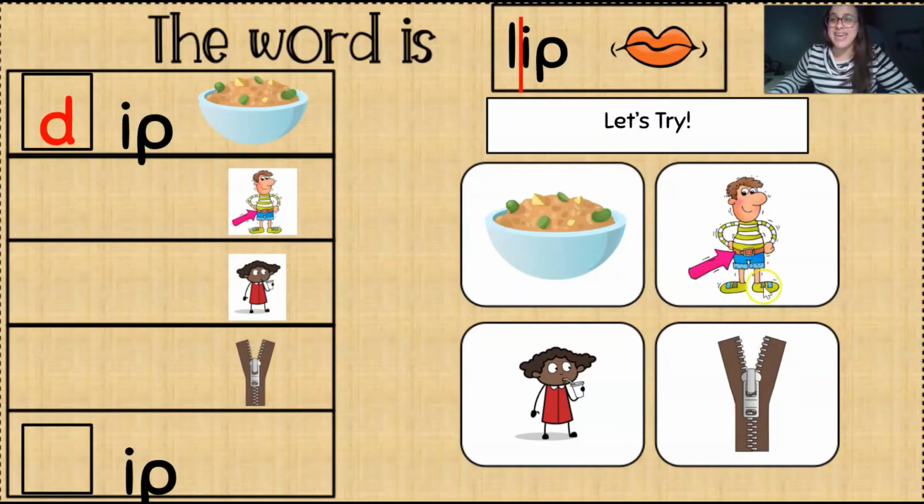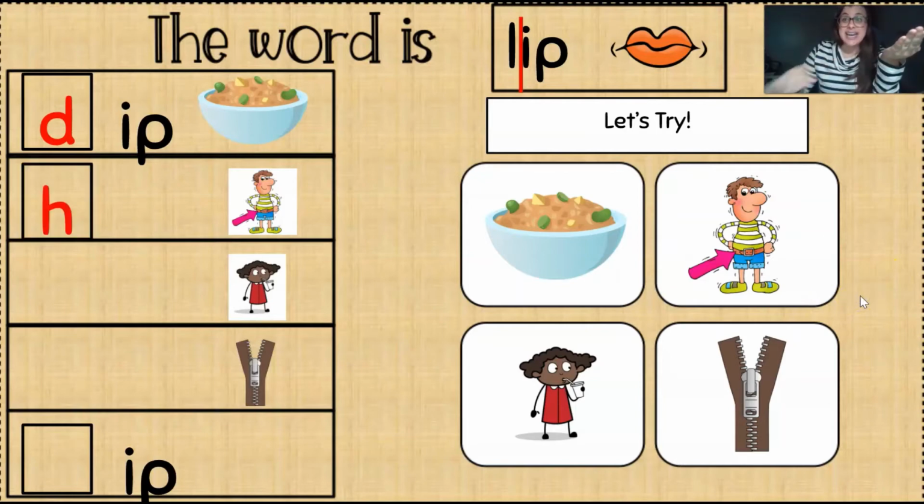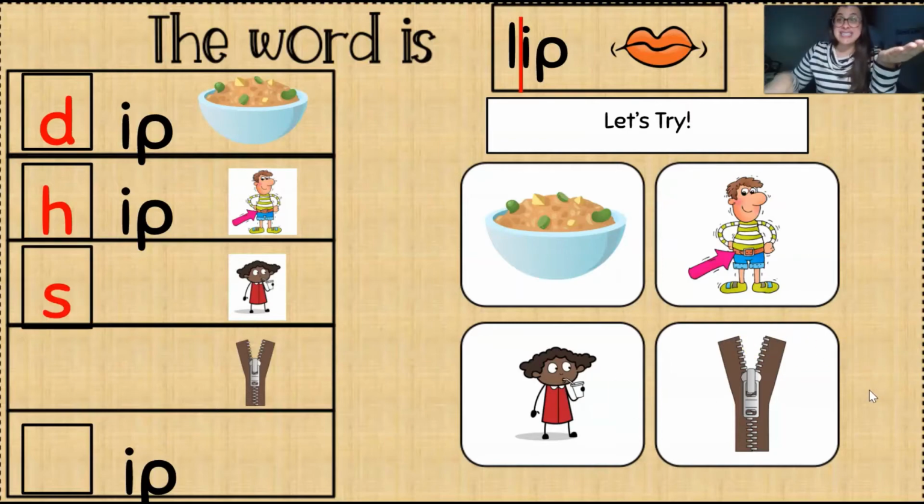This is a picture of a hip. Go ahead and try hip. Did you say the onset was h? And the rhyme is ip. Put it together, we get hip. Ip, hip. This is a picture of sip. Break the word sip apart. S, ip, sip. One more time. S, ip, sip.